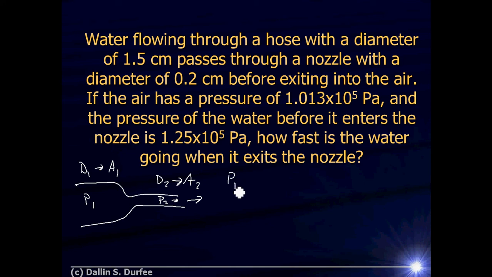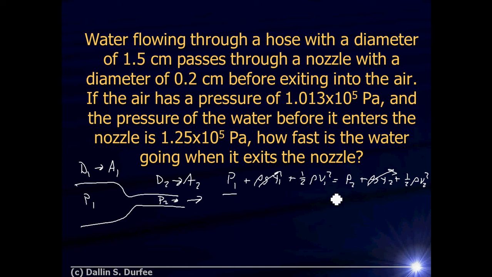Write down Bernoulli's equation, P1 plus rho g y1 plus 1/2 rho v1 squared is equal to P2 plus rho g y2 plus 1/2 rho v2 squared. These two heights are the same. I mean, it's just a small thing. We just want to know as soon as it gets into the nozzle how fast it's going, right? So presumably we didn't say anything about any height difference in the problem, so we're going to assume the height here is the same as the height there, and those two terms go away.